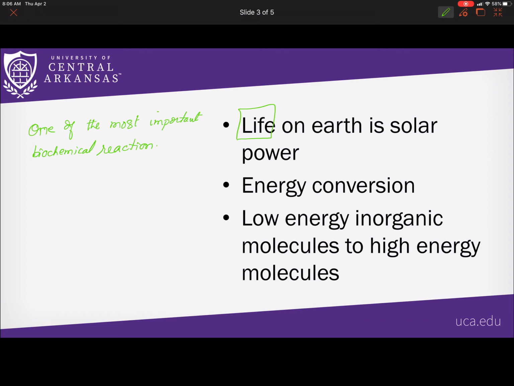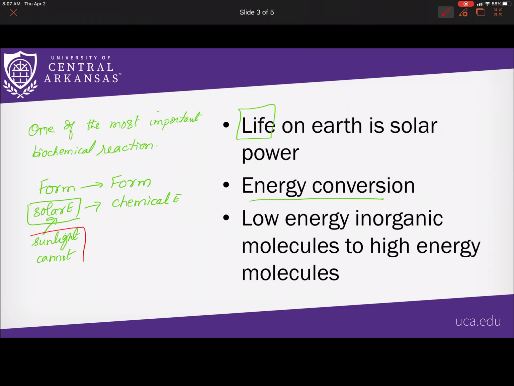This is mainly again involved in energy conversion. So we convert energy from one form to another form. This is the solar energy or the sunlight, and we change that into chemical energy. Now, living organisms do not have the capacity to use the energy in the sunlight directly. So let me make it red so you can really see that we cannot use it.